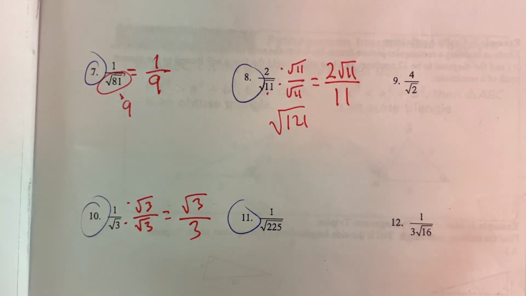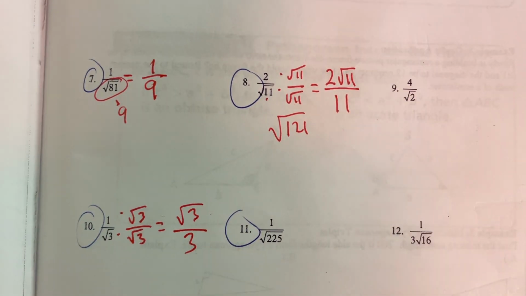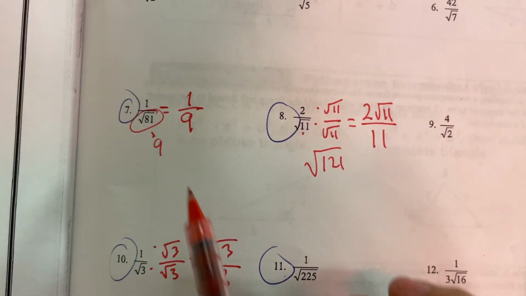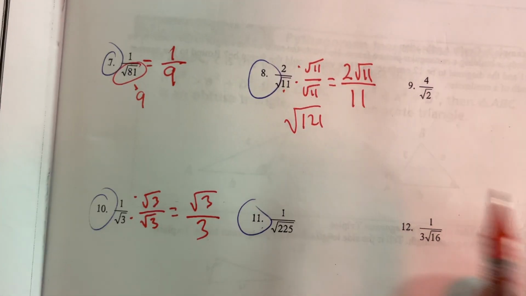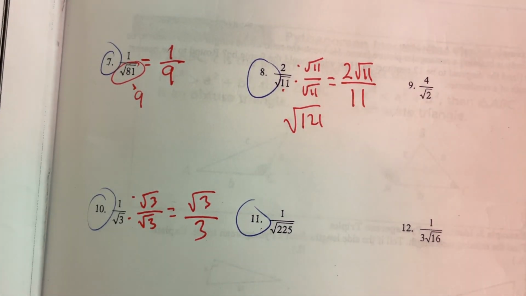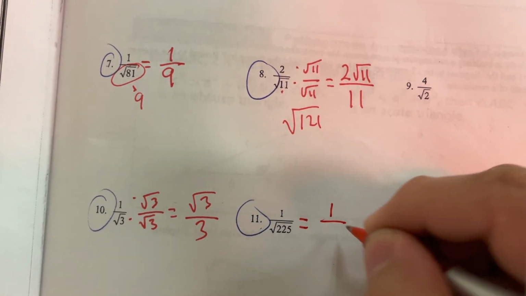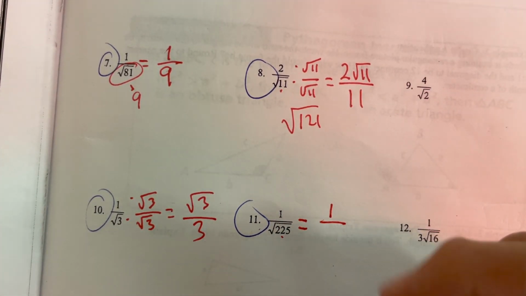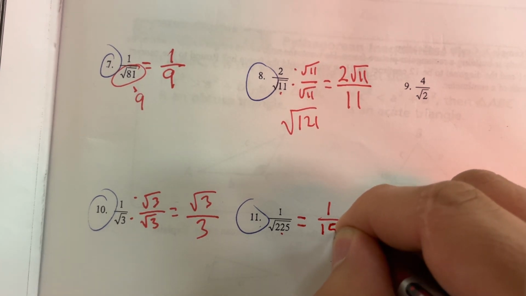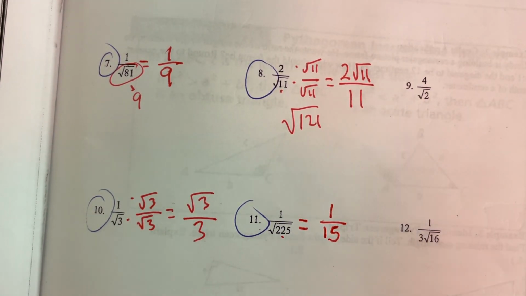And then number 11, 1 over the square root of 225. When you have big numbers like 81 and 225, ask yourself first, can I reduce that square root? Or even better, is it a perfect square? Luckily, I gave you a list of the first 15 perfect squares. So if you look at that list, you will know that the square root of 225 is 15. And that is your final answer.